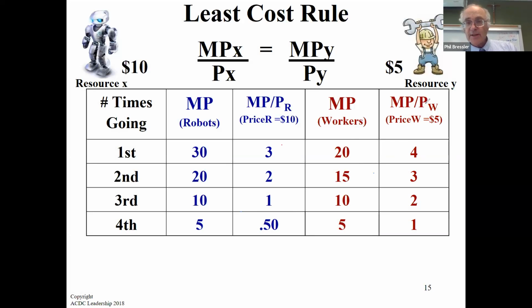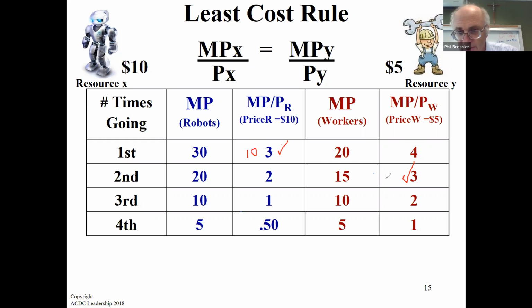All right. So I've got these. Now I've got to find 4 on the worker side. There is no 4 on the robot side. All right, 4 is not there. I go to 3. All right, 2 workers at 3, 1 robot at 3. Well, 1 robot costs $10.